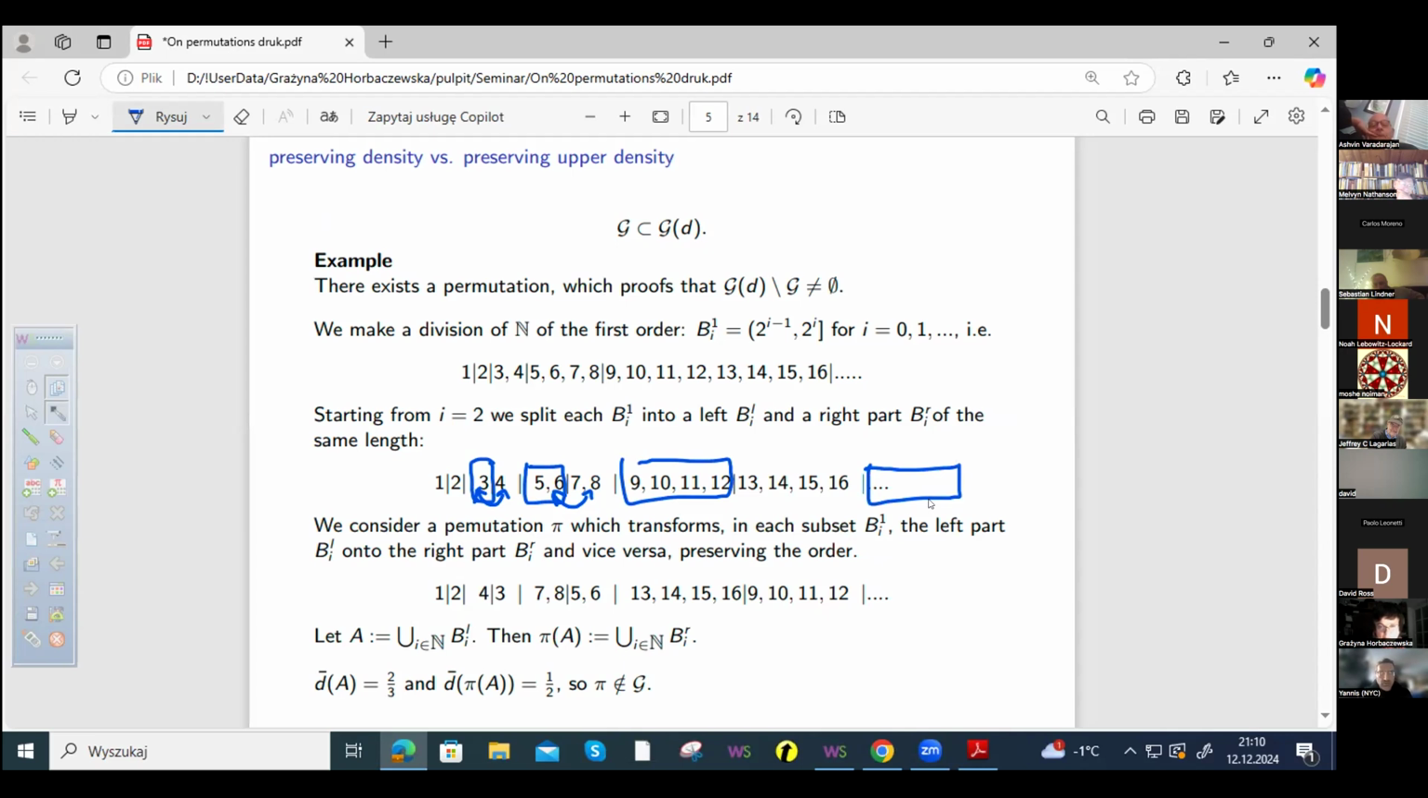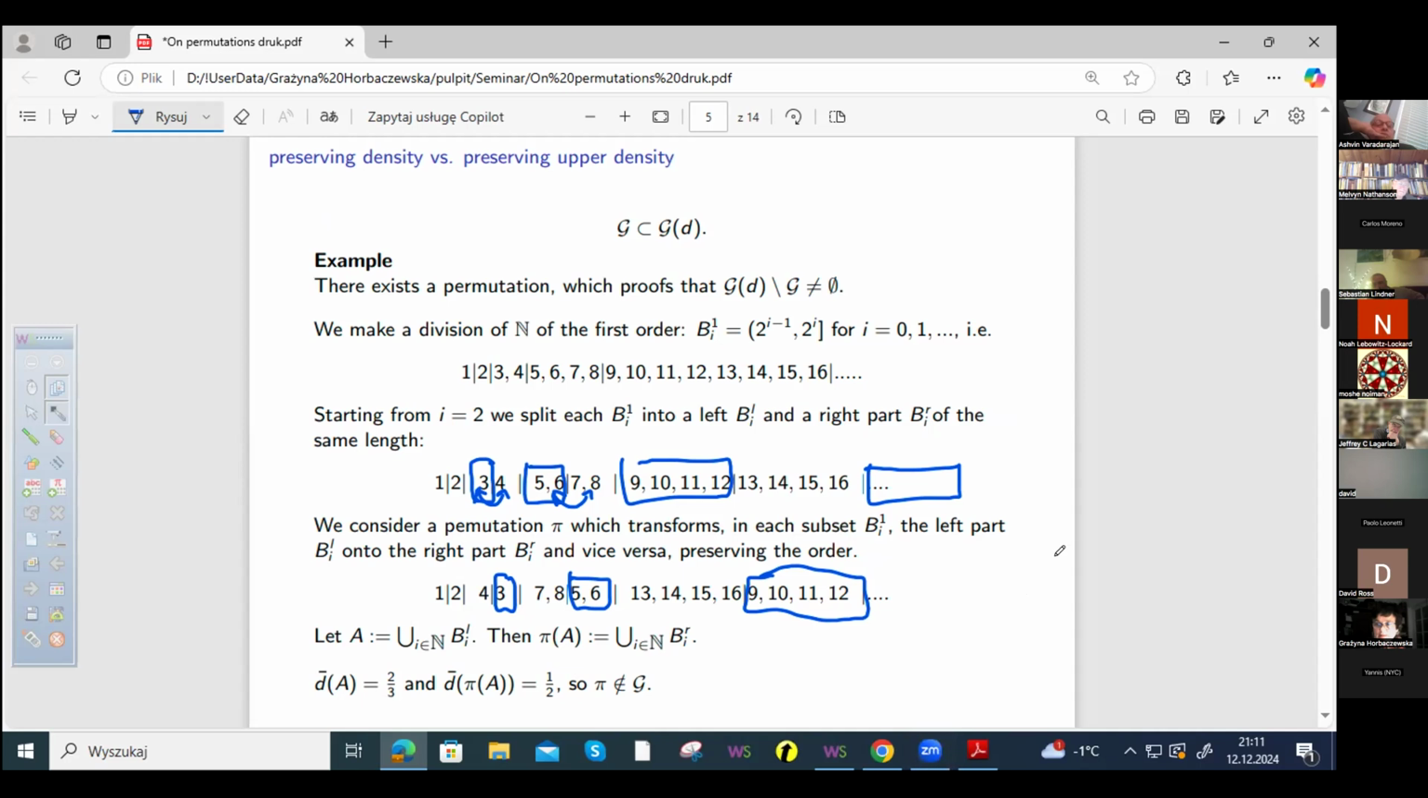So when we think about this set, the upper density of this set is equal to 2/3. But after this permutation, this set changes into the set, maybe it will be visible here better. Yeah, it goes here, there. So it changes to the right parts of these intervals. So now thinking about the endings of these intervals, we receive the upper density of this transformed set equal to 1/2. So evidently this permutation is not in the family G. It does not preserve the upper density.